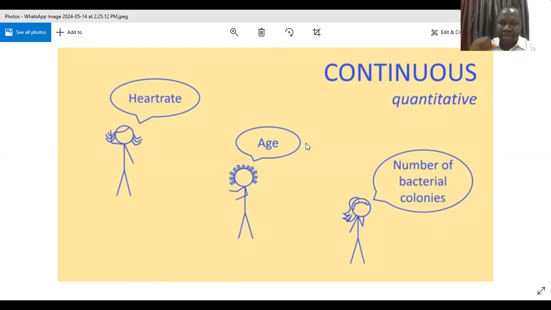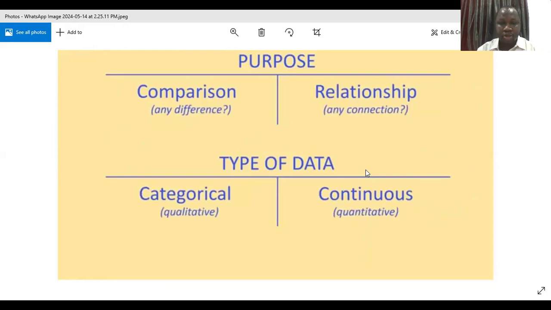All right, so now the second one that you have to understand is the purpose of the analysis. Once you understand that, you are one leg away from actually knowing the data analysis techniques that you want to use for your work. So look at it. The purpose of your analysis: are you doing comparison or are you doing relationship? You can see the type of data, categorical, continuous. The next is the purpose.